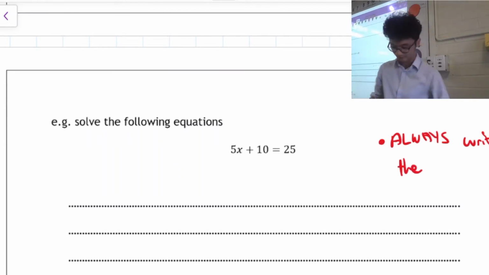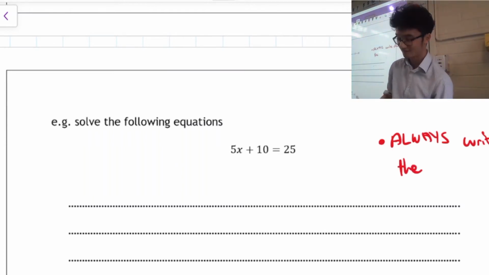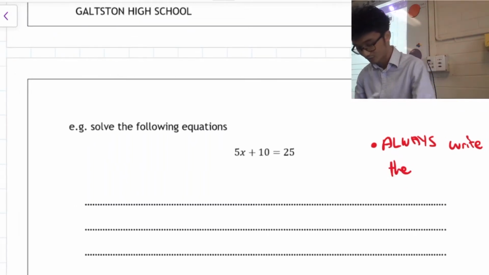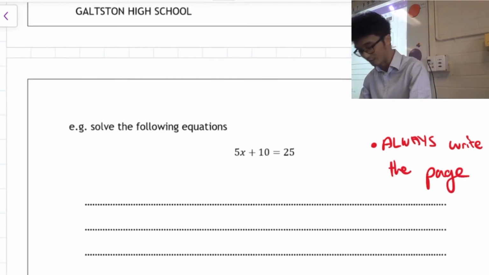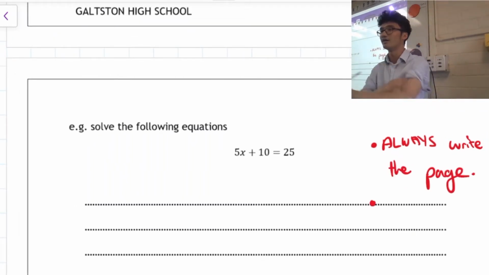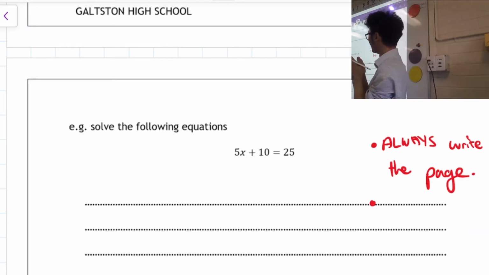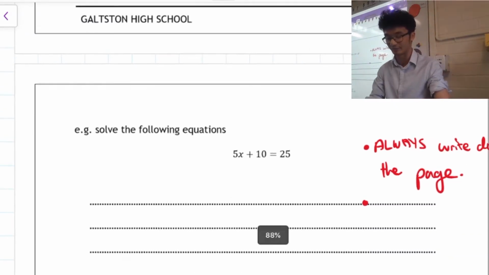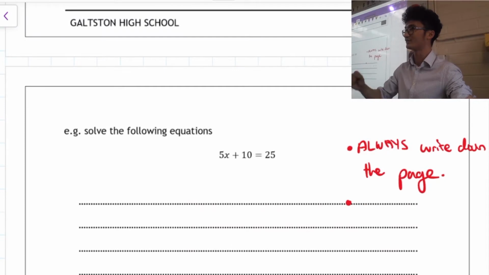I was just checking if you're still awake. Always write, and I know a lot of you are doing this already, but just in case. Always write down the page. So what I mean by that, year 11, just coming back. Are you ready, guys?